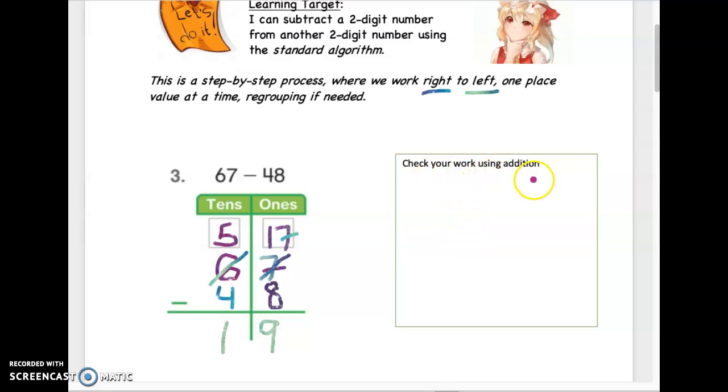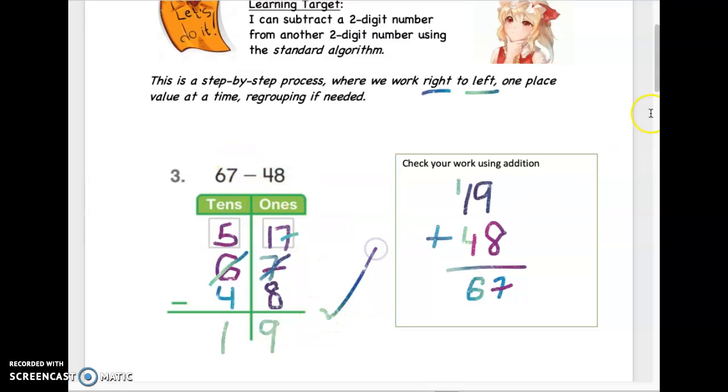So I can also check my math by using addition. I'm actually going to use that difference, 19, and I'm going to add one of my original numbers. We'll do 48. When I add 9 and 8, I get 17. So I write my 7 down there. I put my 10 up there. So 1 plus 1 plus 4 gives me 6. Since I got 67, I know that adds up to my other original number, which was 67. So I know that I got that correct.